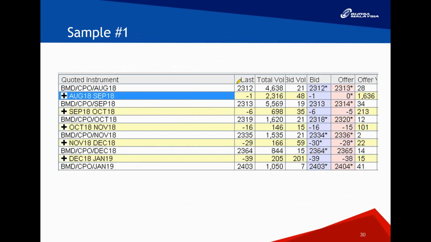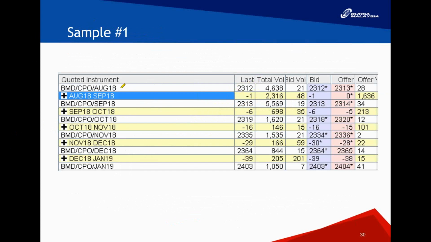Okay, an August contract is actually priced at 2,312, and then the September contract is 2,313. So what is the difference? The difference is actually 12 minus 13, which is -1. So that's why you can see the spread is actually -1.